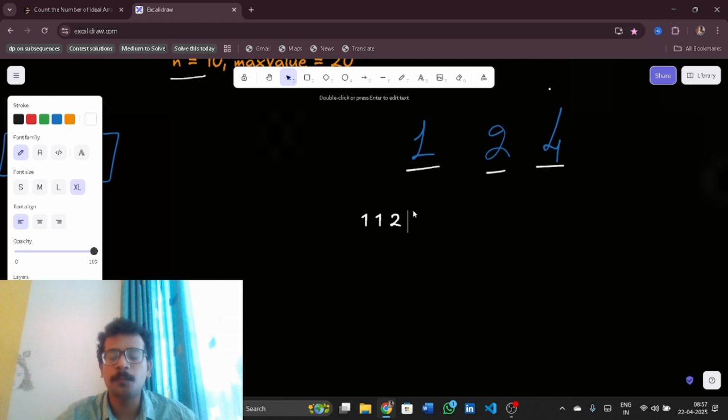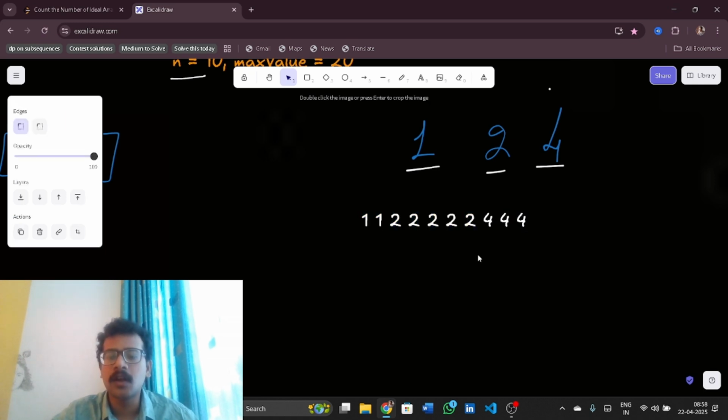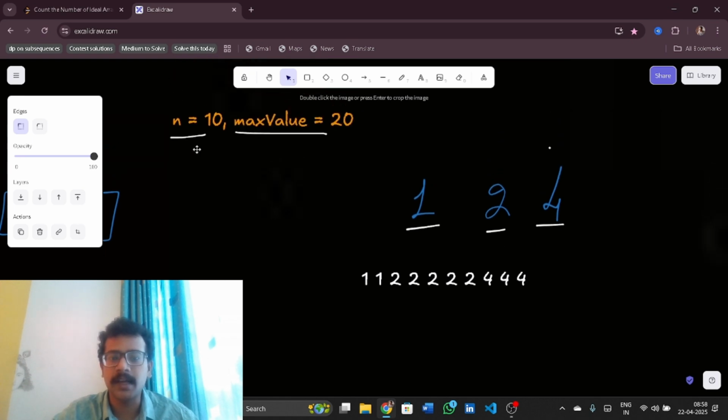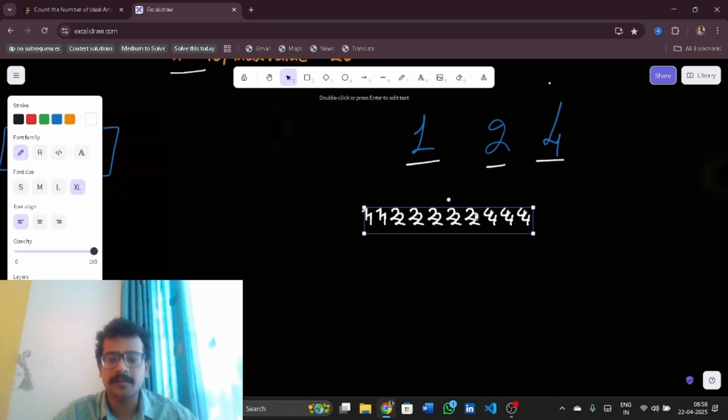Now, just take this 1, 2, 4 and I am placing it in such a way that I take 1 for 2 times, 2 for 5 times and 4 for just 3 times. So 4 for 3 times, 1 for 2 times and 2 for 5 times. Now, what is the size? n is 10. Yes, the size of the array is 10. I have met that expectation.